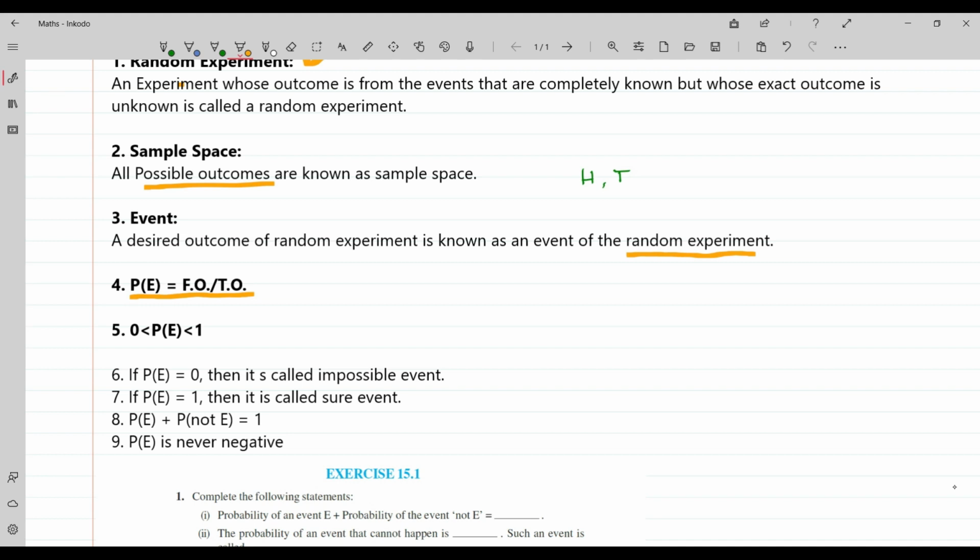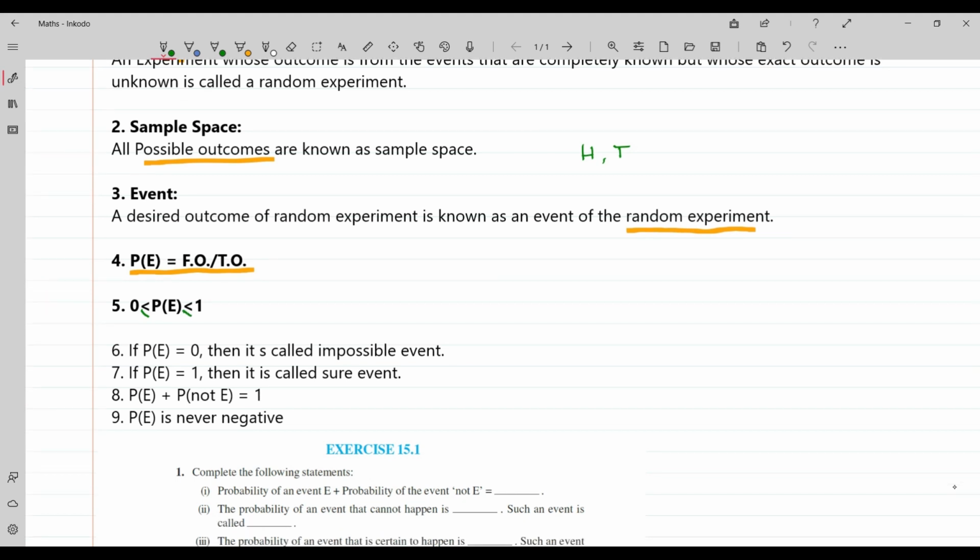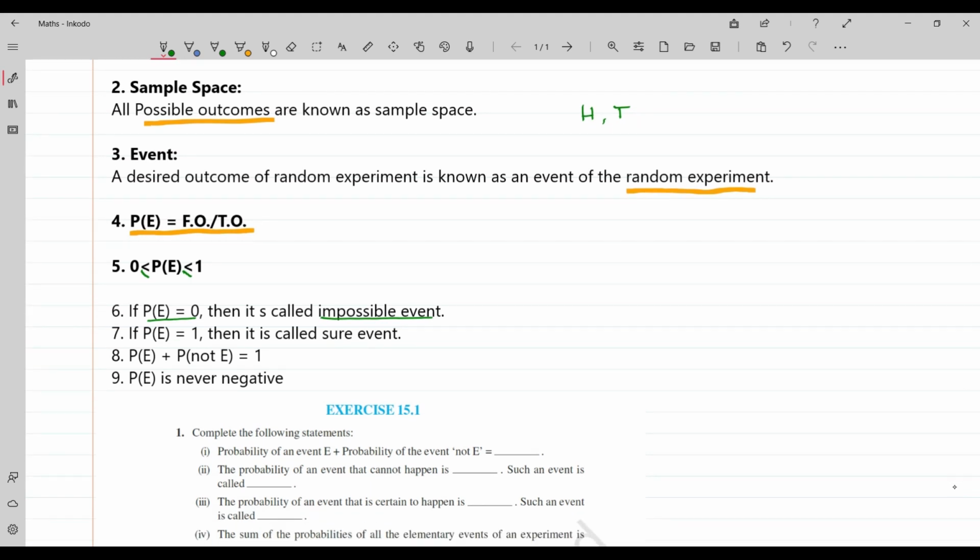Now fifth point is probability of any event lies between 0 to 1. In case if probability of any event is equal to 0, then it is called impossible event. Next point is if probability of any event is exactly equal to 1, then it is called sure event.